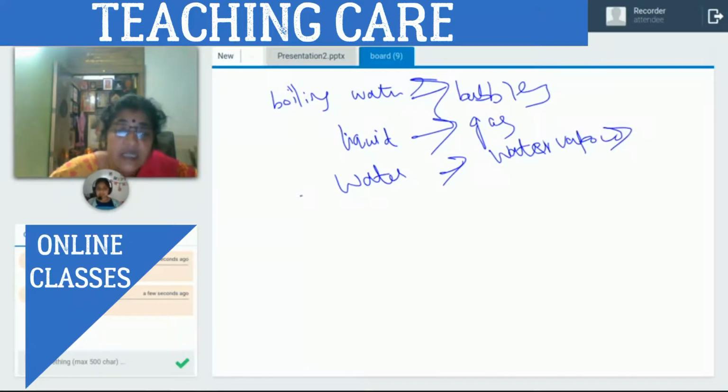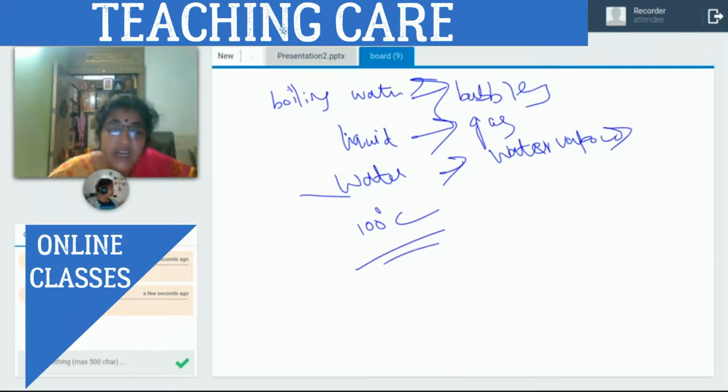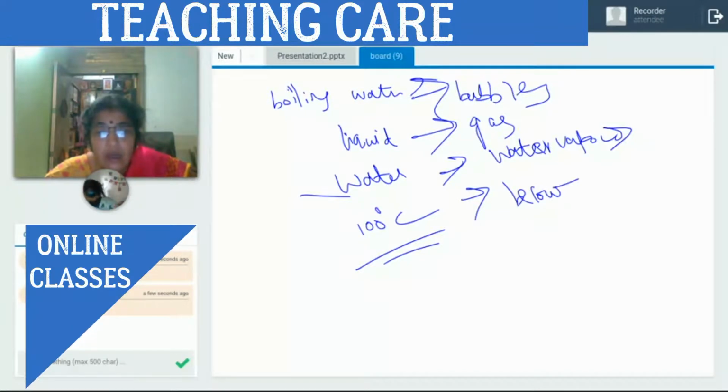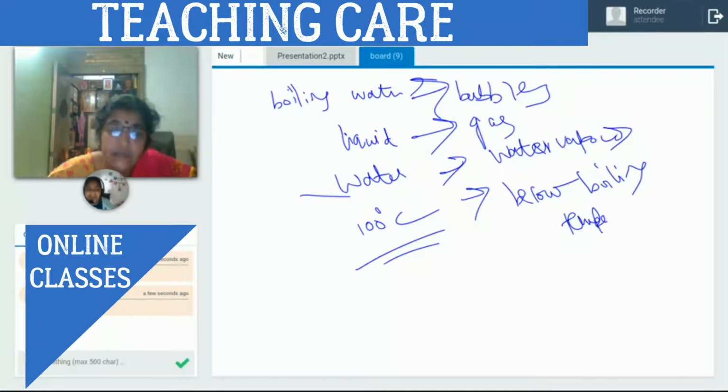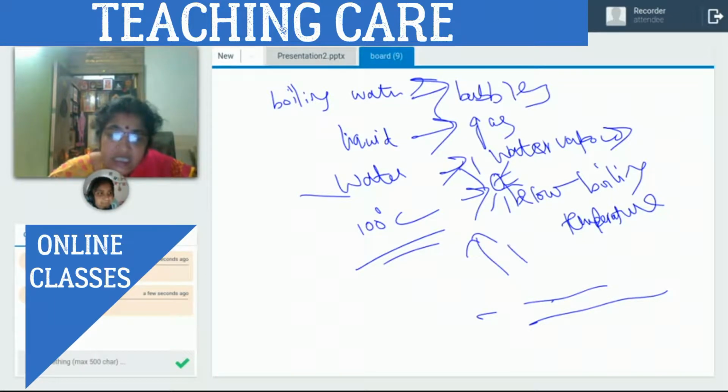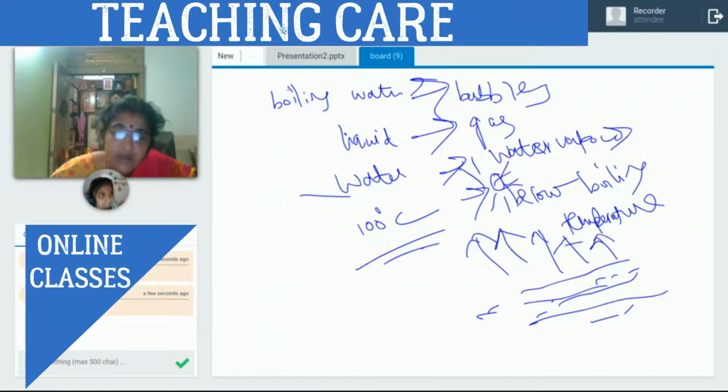Okay, it is not necessary that the temperature should be 100 degrees Celsius. If this change occurs below its boiling temperature, boiling point or boiling temperature, it happens because of the sun, right? So because of the sun, the water in the puddles will directly change into water vapor, right? Because of sunlight, the sun's heat.